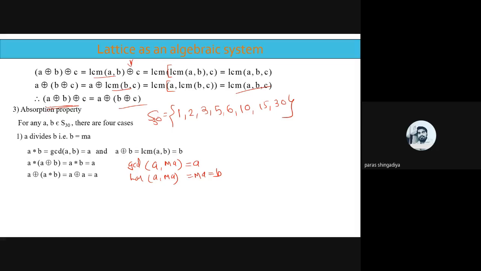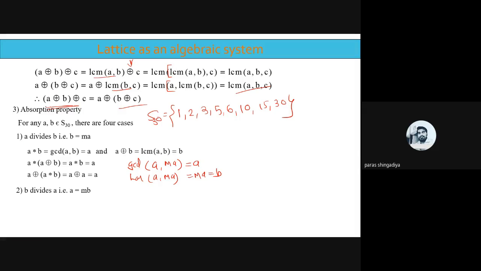So now the relation of the absorption property, that we have A star bracket A ring sum B, and what should that be, is equal to A. So A star bracket A ring sum B means first write the bracket value. In the bracket we have A ring sum B, so what is the value of A ring sum B that we have, that is equal to B. So here we get A star B, and A star B is equal to A. So it is proved. Clear, the first one. And then after second one, A ring sum bracket A star B is equal to A ring sum A, and what is the answer of A ring sum A? That is equal to A. Clear? And that is equal to A also. So it is a proof of absorption law in case 1.